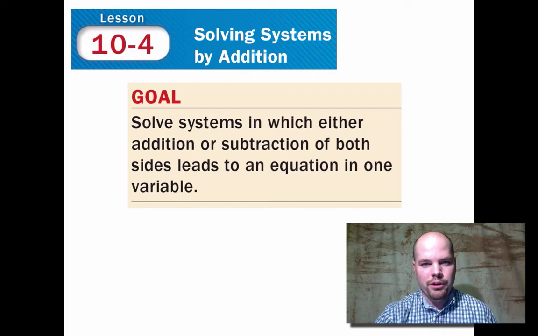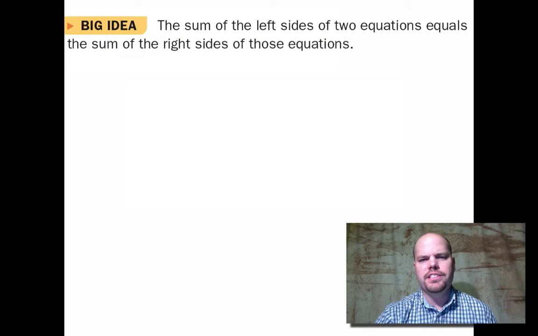In Lesson 10.4, we'll be solving systems by addition. Our goal will be to solve systems in which either addition or subtraction of both sides leads to an equation in one variable. The big idea: the sum of the left sides of two equations equals the sum of the right sides of those two equations.